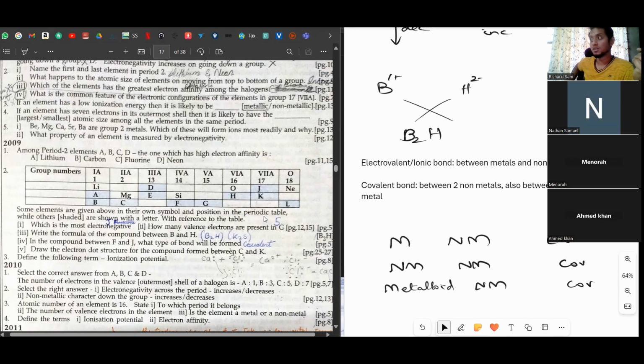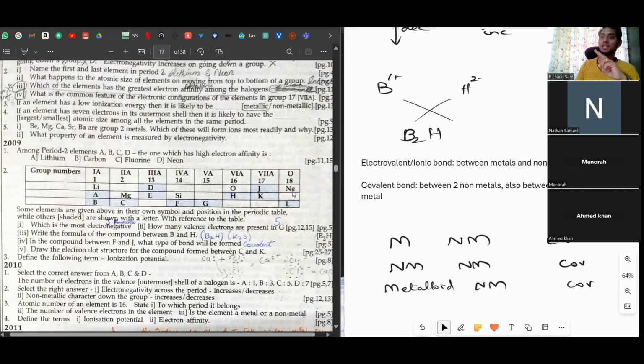No one else has the answer? The answer is neon. Neon will require the most energy to remove an electron. It will not give it away because it's already stable. So neon is the answer here.